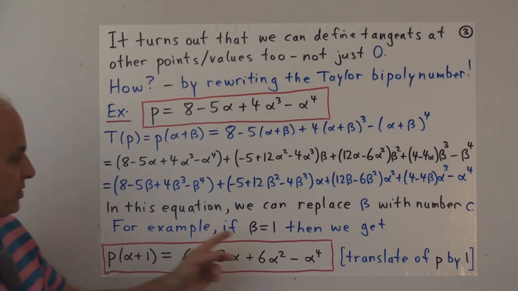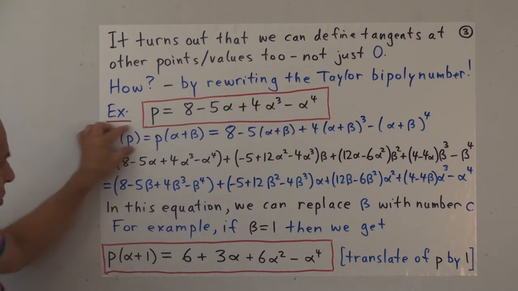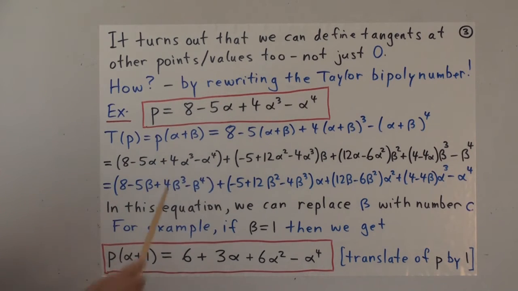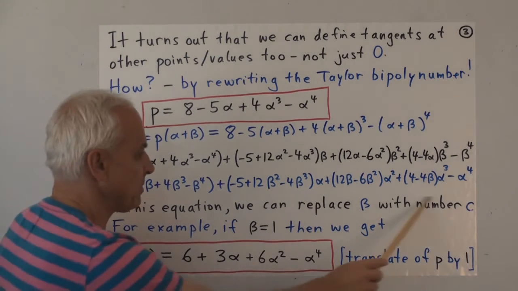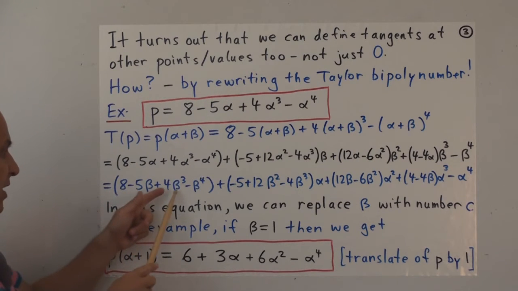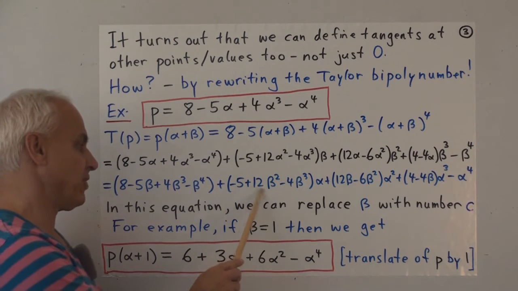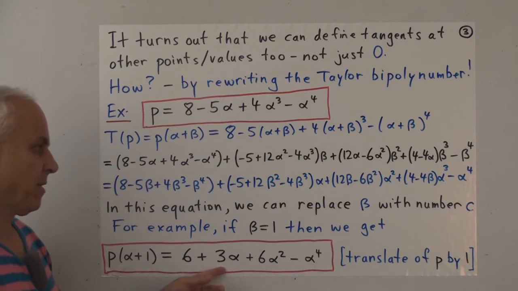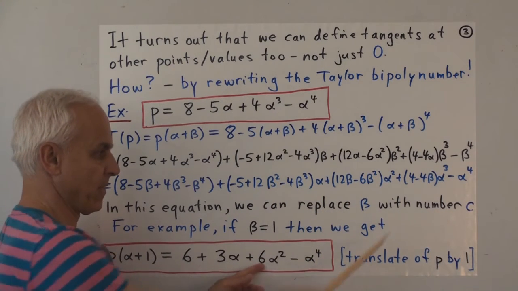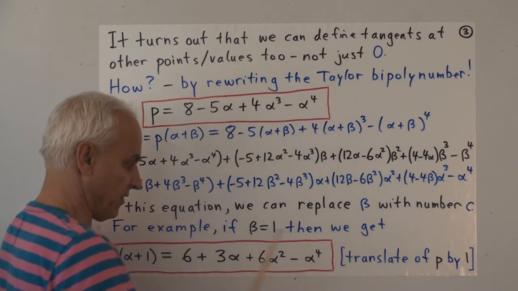Okay, so for example, suppose that beta, we agree, is going to be replaced with 1. Then this whole expression here is P of alpha plus 1 on this side equals, well, what does this become if beta is equal to 1? Well, here we would have to evaluate this. We would have 8 minus 5 plus 4 minus 1, that's 6. And minus 5 plus 12 minus 4 is 3. And 12 minus 6 is 6. 4 minus 4 is 0, so there's no alpha cubed term, and minus 1 alpha to the 4th.